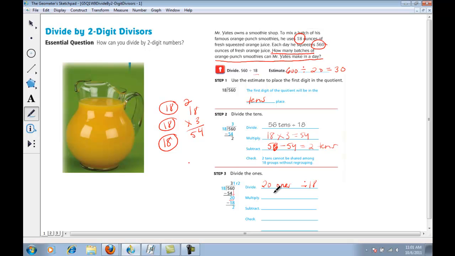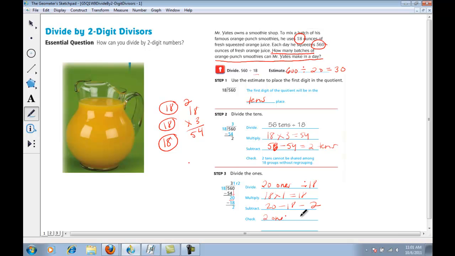I know that that's only going to be one group, so then I'm going to multiply one group of 18, and that's going to give me 18. Now I had 20 ones, but 18 of them are in the group. So that means that I have 2 left over. And let me check. Can these 2 ones be put into another group of 18?